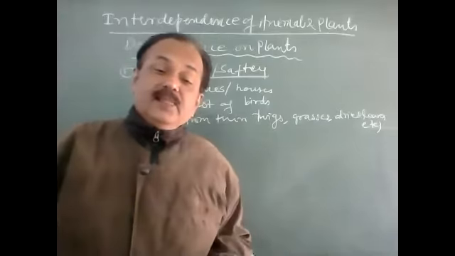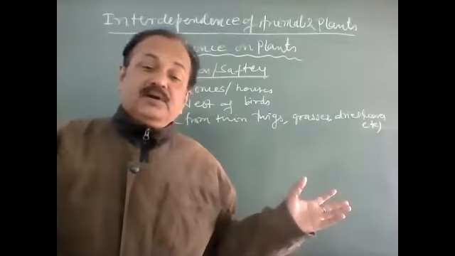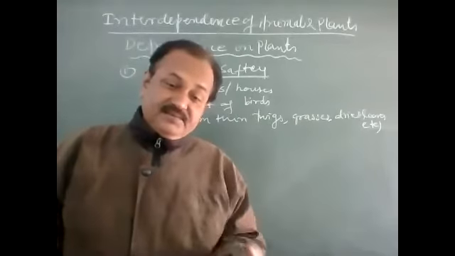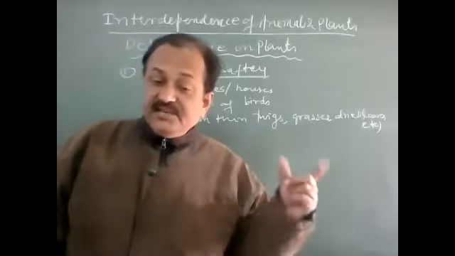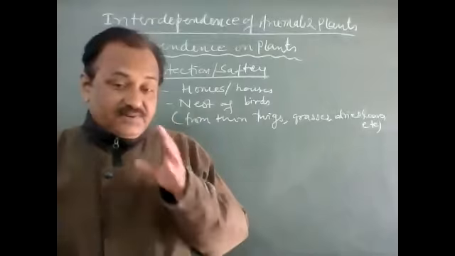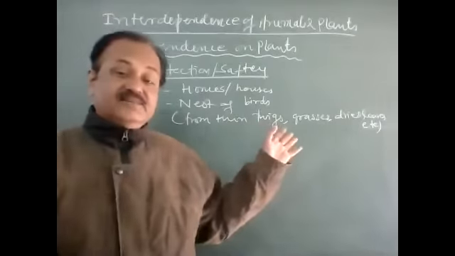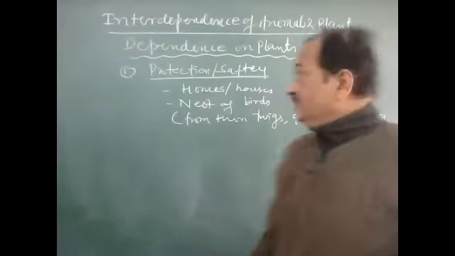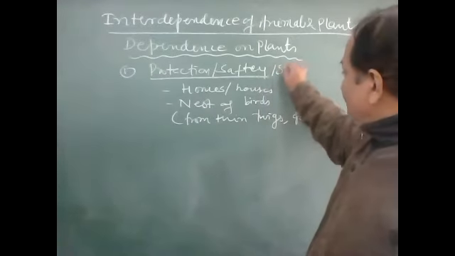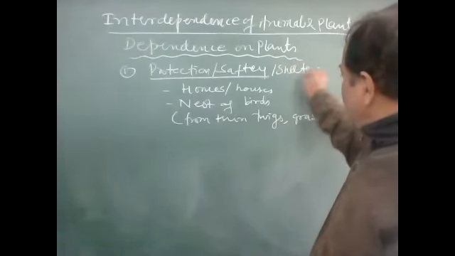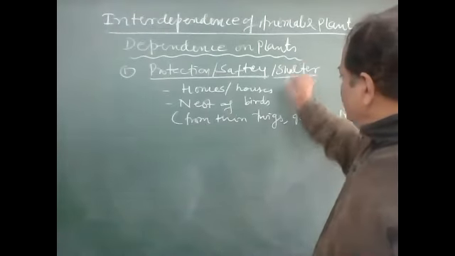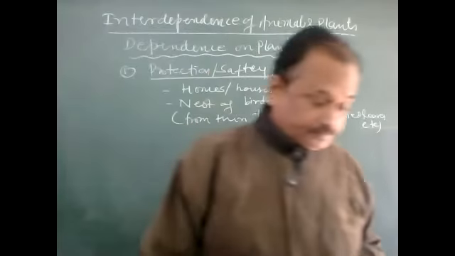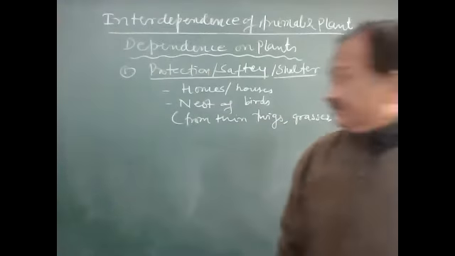Imagine if there is no leaf, no grass. It is not possible. Birds fly very long distances to collect the grasses and twigs for their babies, and thus we say that it provides protection, safety, shelter. We may say shelter: our shelter, and animal shelter also. So this is the one point.